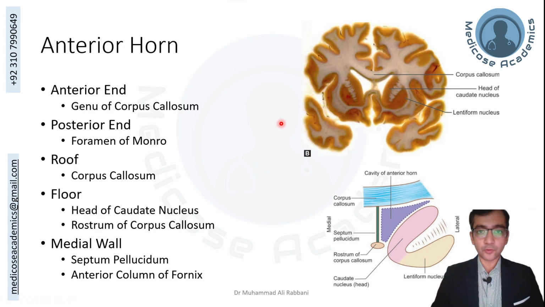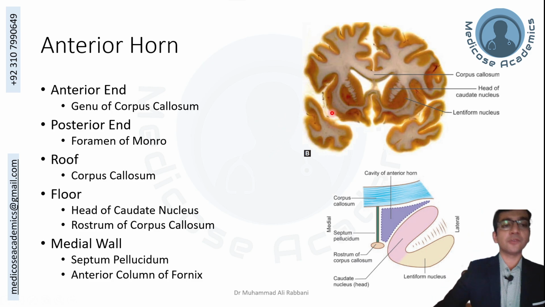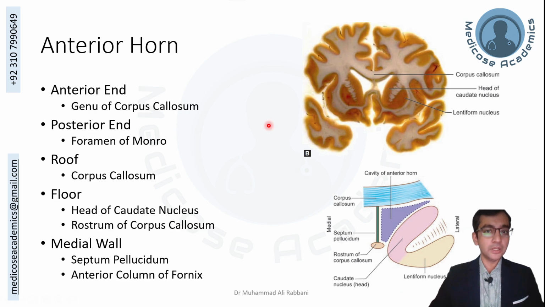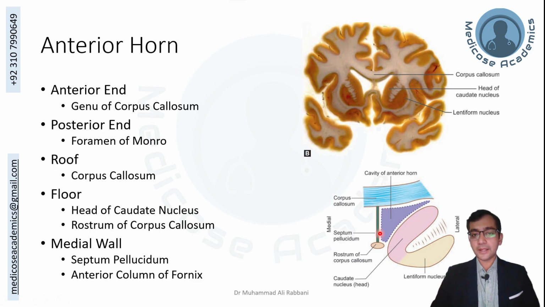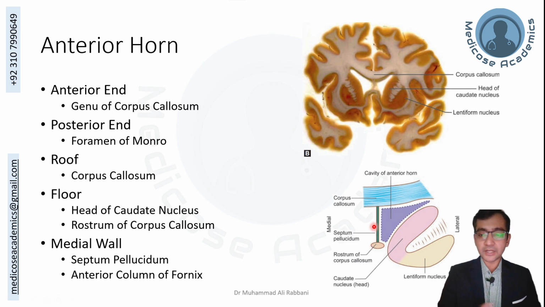Anteriorly, there is the genu of the corpus callosum, not shown in any picture right here. I showed you on the video on the model. At the posterior end, there is the foramen of Monro that separates it from the body. The roof is made up of corpus callosum that is visible right here, and the medial aspect is made of septum pellucidum, and the fornix is on the inferomedial aspect, and on the inferolateral aspect there is the caudate nucleus.